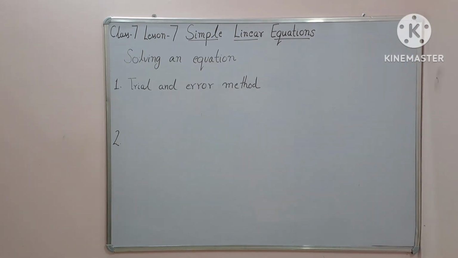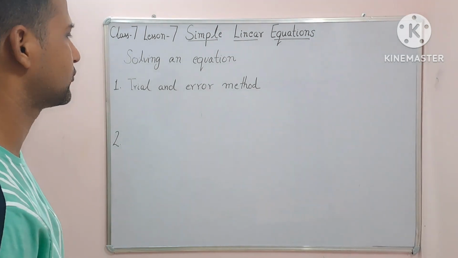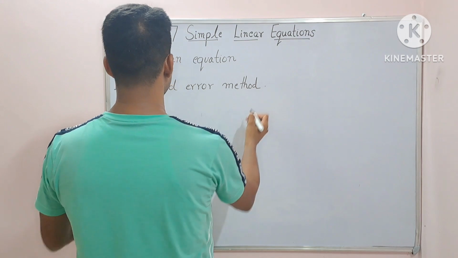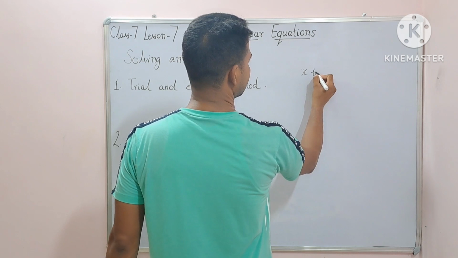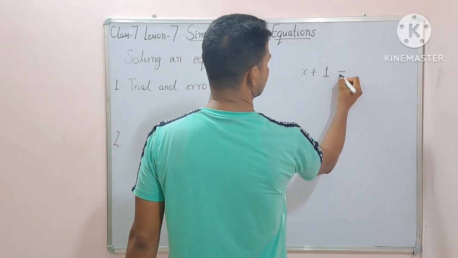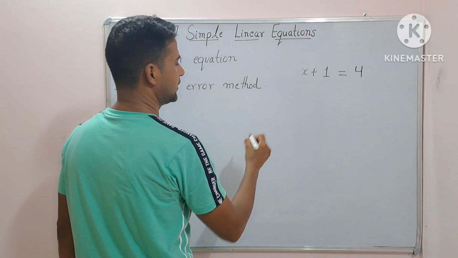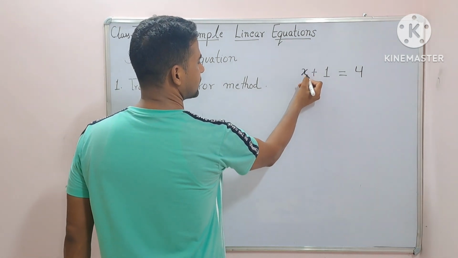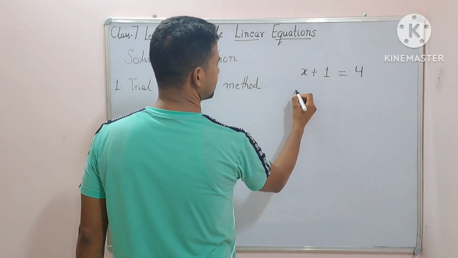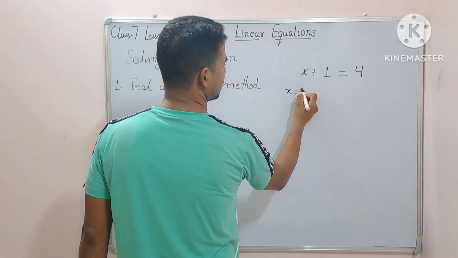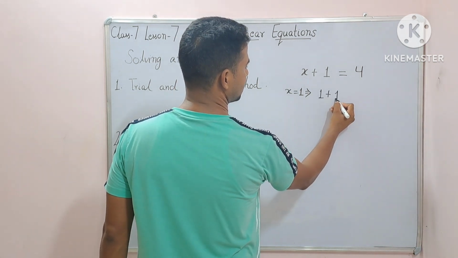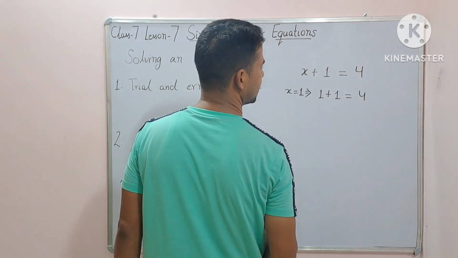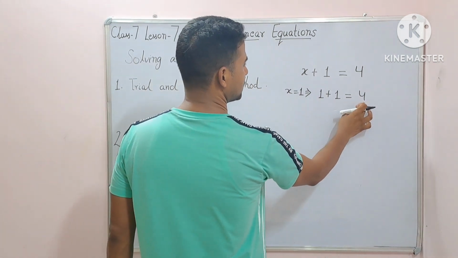Okay. Now there are various methods for solving linear equation. This is the first method, trial and error method. Suppose we have x plus 1 is equal to 4. Then suppose we want to put x is equal to 1. Then what will happen? 1 plus 1 is equal to 4. Is it correct? 1 plus 1 is 2. 2 is equal to 4.